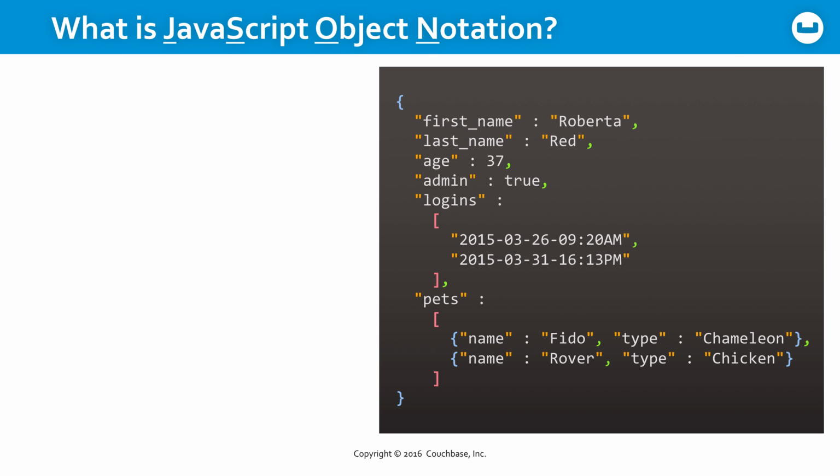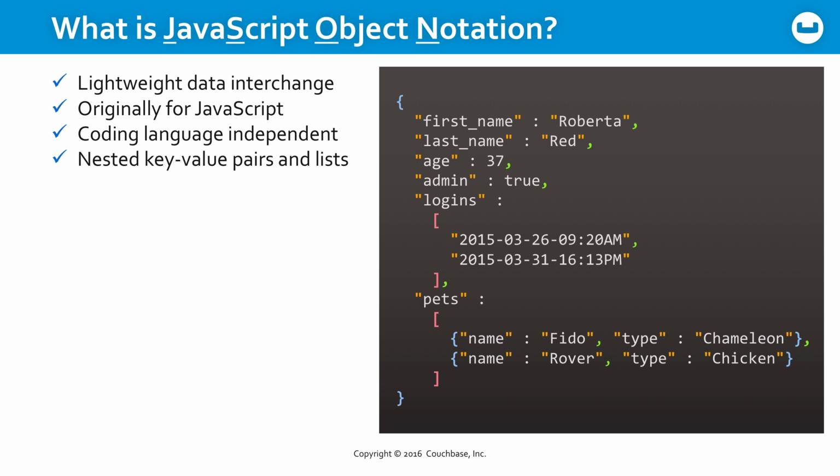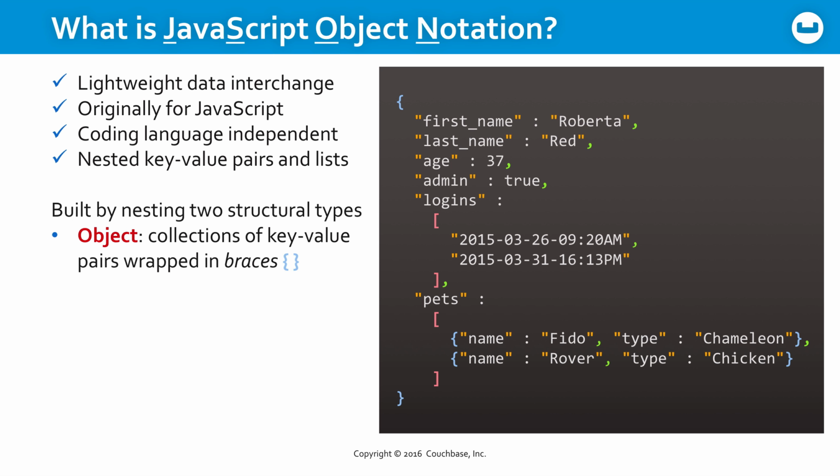So what is JavaScript object notation? Well, as the name implies, it was originally created for JavaScript, but it's a lightweight data interchange format that is completely coding language independent. It's just text. It's nested key-value pairs and lists. There are two fundamental structures.